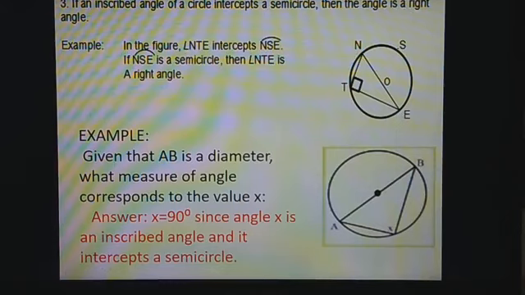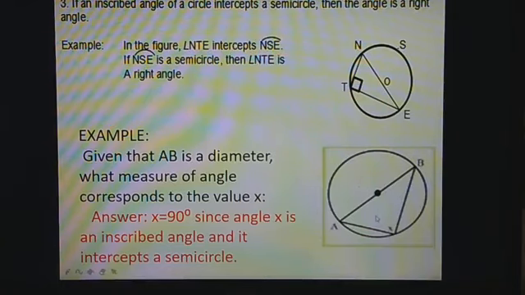It inscribed a semicircle. So this is a semicircle that is intercepted by angle NTE. So if arc NSE is a semicircle, then angle NTE is a right angle, so it measures 90 degrees. If and only if that inscribed angle intercepts a semicircle, then the inscribed angle is a right angle, or measures 90 degrees.